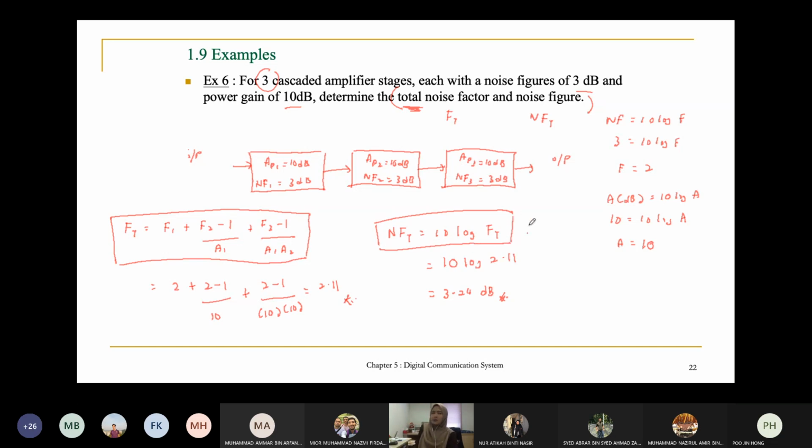Okay, so any question for chapter 1? So this is the end of chapter 1. Kita dah habis chapter 1. So any question on chapter 1?